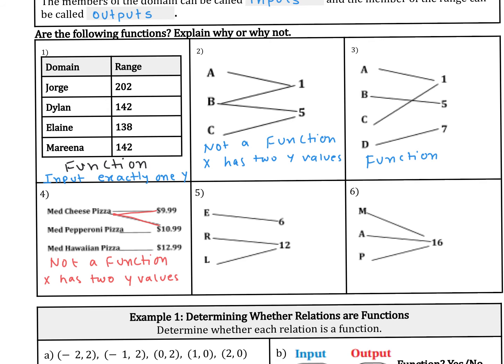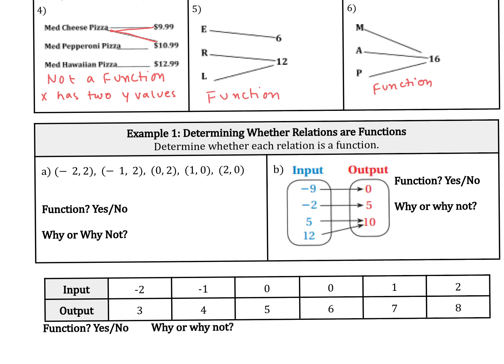For number 5, it is again a function because y, this is 12, can have two different x values, but x cannot have two different y values. Number 6 is again a function. All the x values have only one y value, but here y can have 3 different x values. It's still a function.